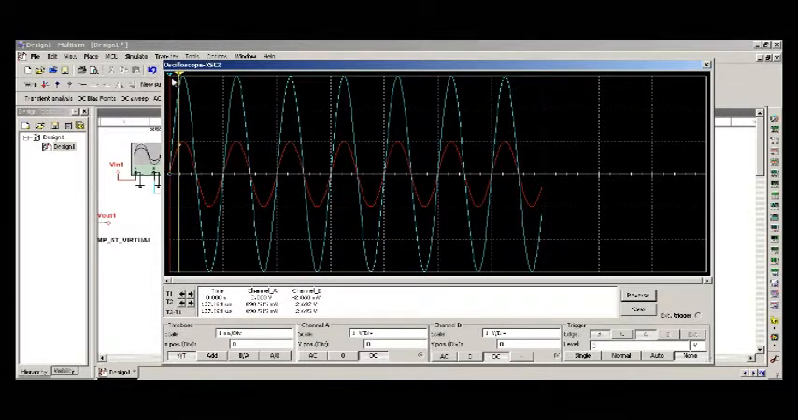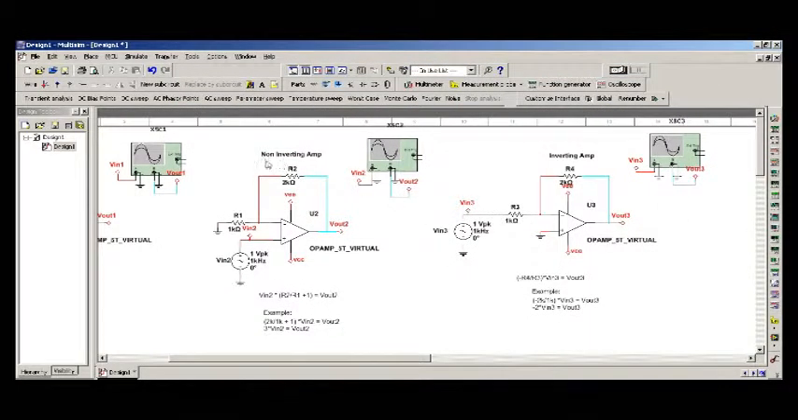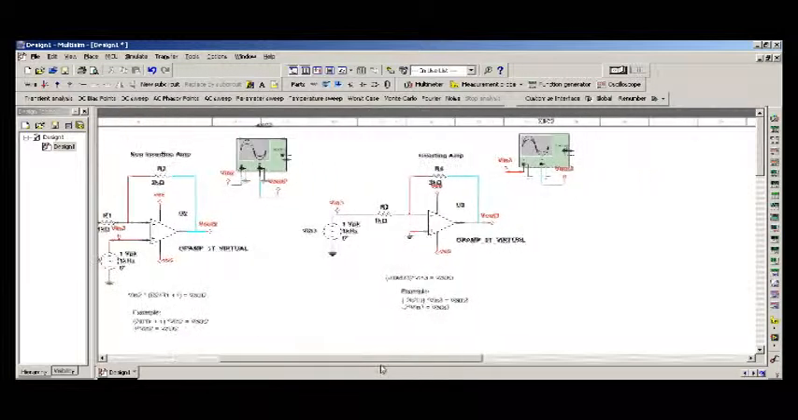We can even use our cursors to approximate things and take a look at it there. So we see 999 millivolts for our input channel, which is 1 volt, and then we see 2.99 volts for our output aqua blue channel here, and so that's approximately 3 volts. So we've just verified our functional relationship for our non-inverting amp.